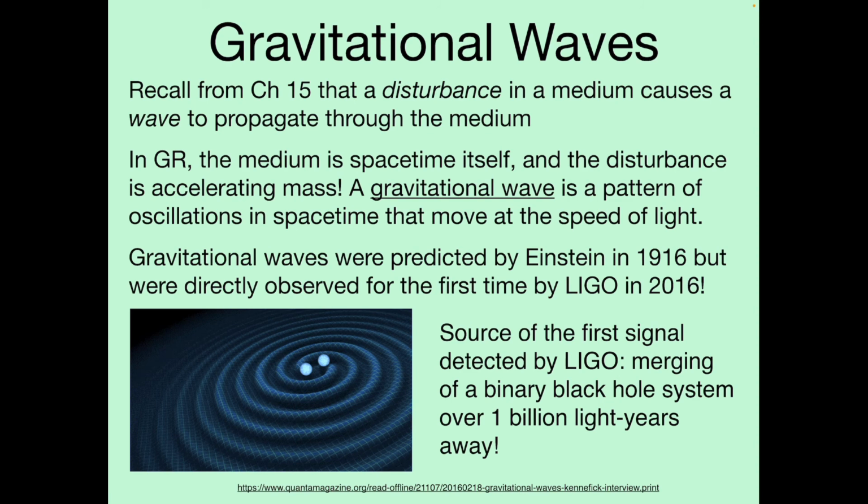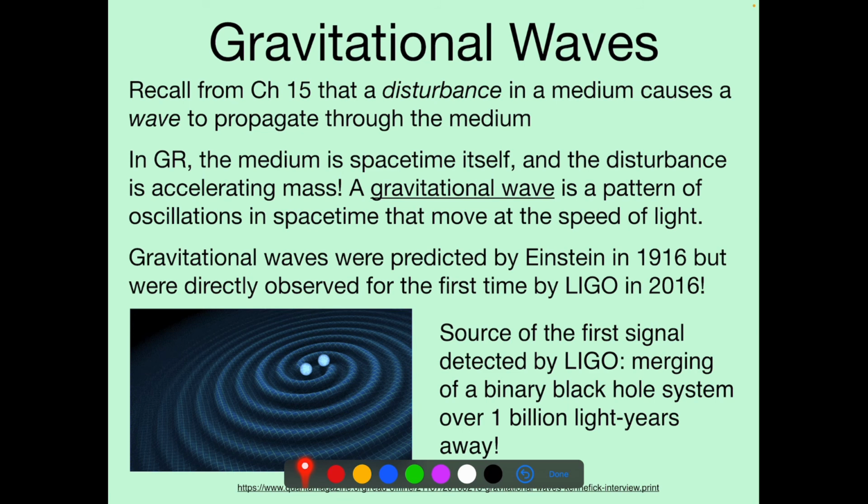So another really interesting consequence of general relativity is gravitational waves. So let's think back to chapter 15 when we first studied waves. So first of all, any wave is created by a disturbance in a medium. And that disturbance causes the wave to propagate through the medium at some speed. So that's how sound waves work. That's how waves on a string work. Basically, every type of wave can be described in this way.